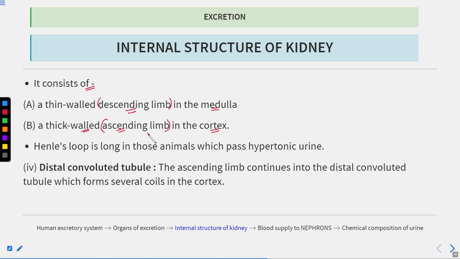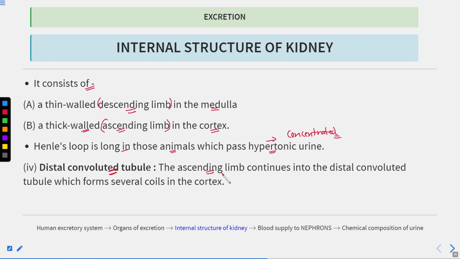Now, Henle's loop is long in those animals which pass hypertonic urine. Hypertonic urine means concentrated urine. Here there is absorption of water also. That's why the urine becomes concentrated. Now, the proximal convoluted tubule leads to the distal convoluted tubule.